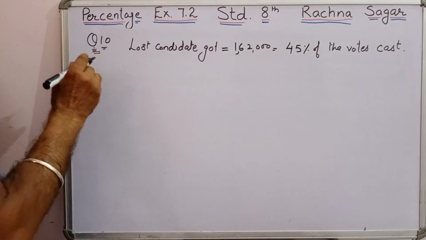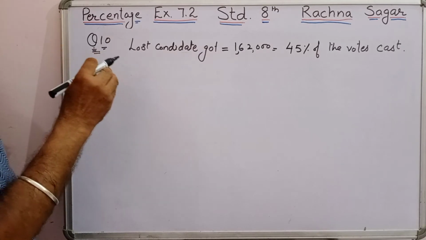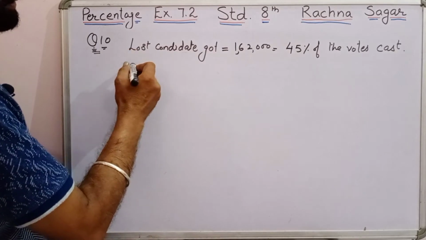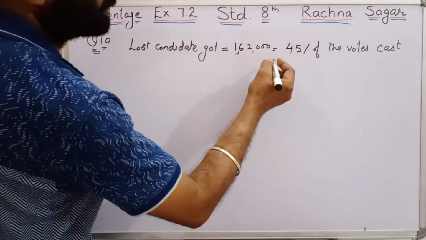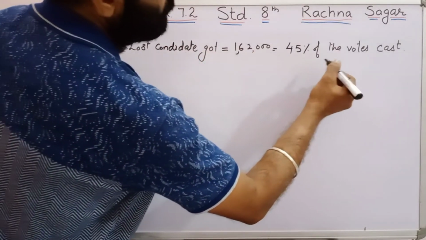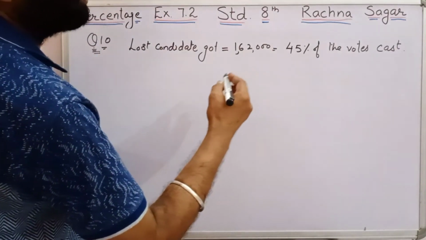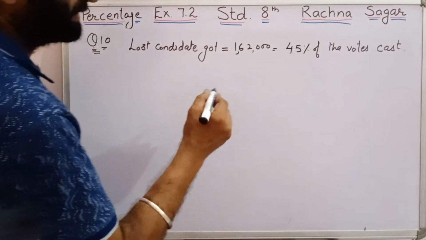Question number 10. In an election, 10% of the voters didn't cast their votes. The candidate who lost got 1,62,000 votes, which are 45% of the total votes cast. Find the votes secured by the winning candidate.